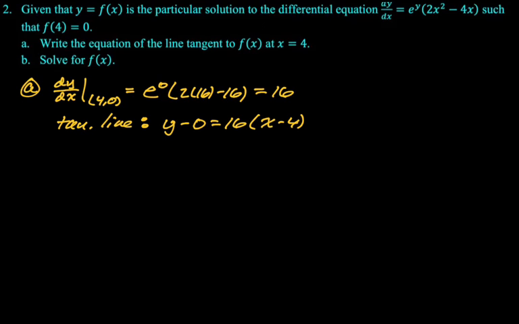We're going to separate and integrate. So I'll get dy over e to the y, which I'm going to write as e to the negative y dy, is equal to the quantity 2x squared minus 4x dx. I should put integral signs, but I forgot to put them, as I often do.